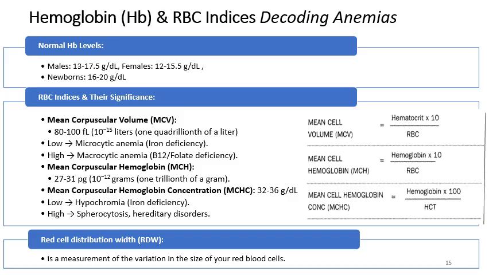The mean corpuscular hemoglobin is between 27 and 31, and the mean corpuscular hemoglobin concentration is between 32 and 36%. About a third of the cell is occupied by the hemoglobin. If the mean corpuscular hemoglobin and the concentration are low, it is called hypochromia, and if it is high, it is seen in spherocytosis, a hereditary disorder. At that time, the mean corpuscular hemoglobin concentration will be high. We will discuss this with spherocytosis. The RDW is a measurement of the variation in size, so it depends on the mean corpuscular volume. We will not discuss it separately.